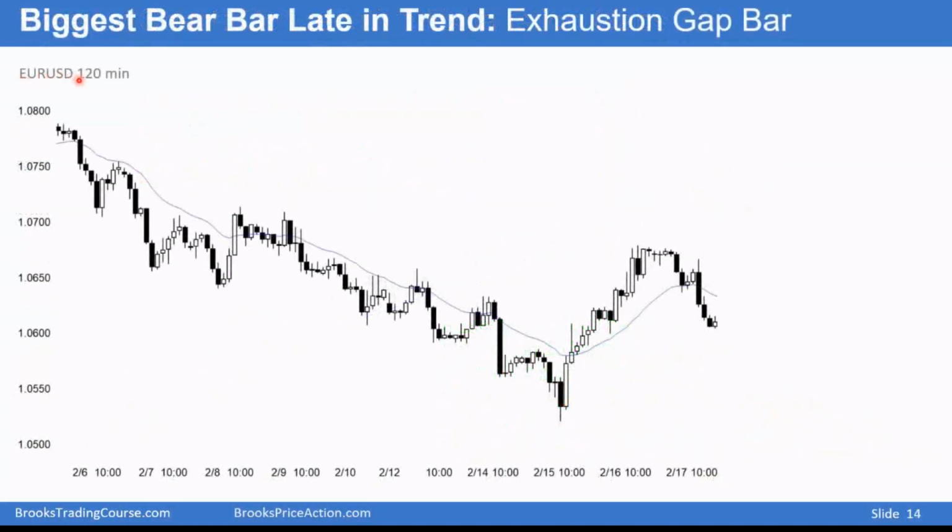This is the euro versus the dollar 120-minute chart. We have the biggest bear bar occurring more than 20 bars into a bear trend. 60% chance it's an exhaustive end of the trend, but 60% chance we get one more leg down before we get the reversal.